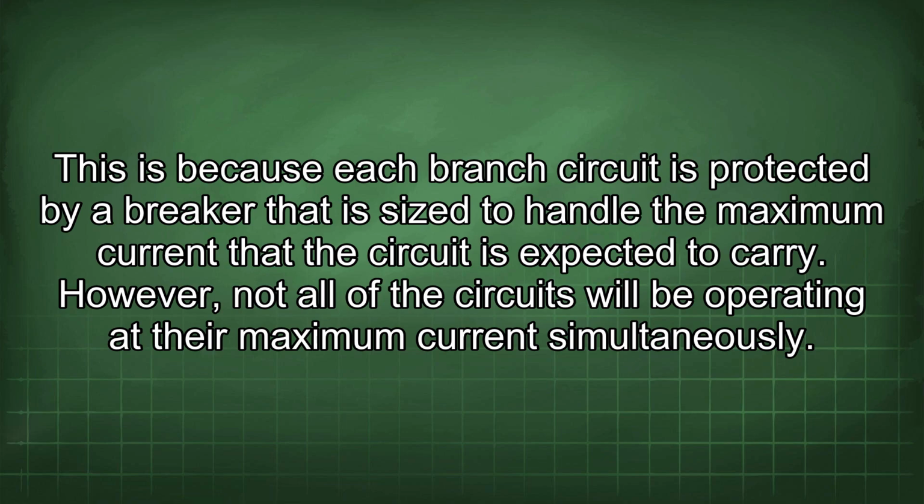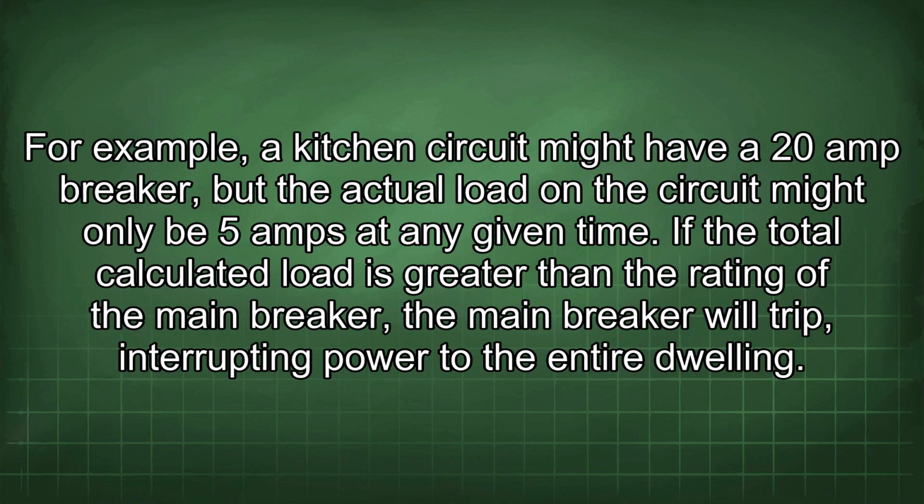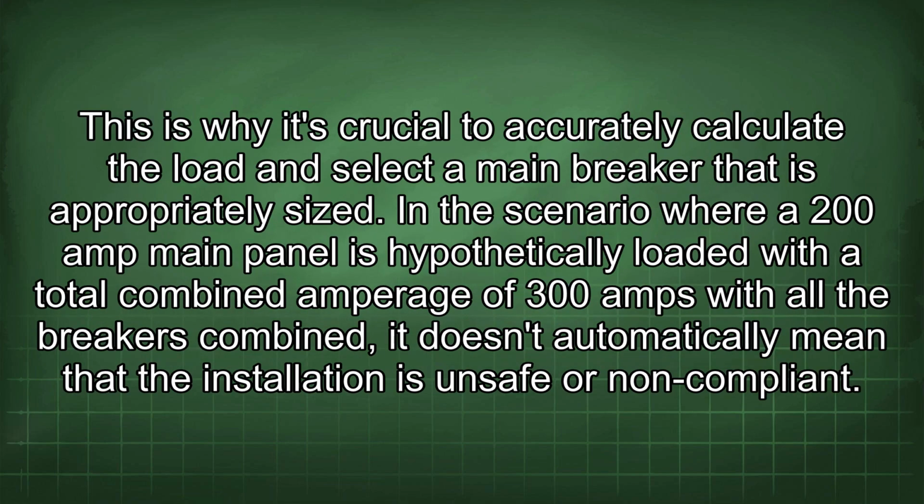However, not all of the circuits will be operating at their maximum current simultaneously. For example, a kitchen circuit might have a 20 amp breaker, but the actual load on the circuit might only be 5 amps at any given time. If the total calculated load is greater than the rating of the main breaker, the breaker will trip, interrupting power to the entire dwelling. This is why it's crucial to accurately calculate the load and select a main breaker that is appropriately sized.